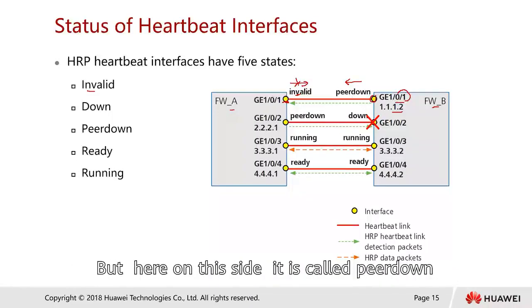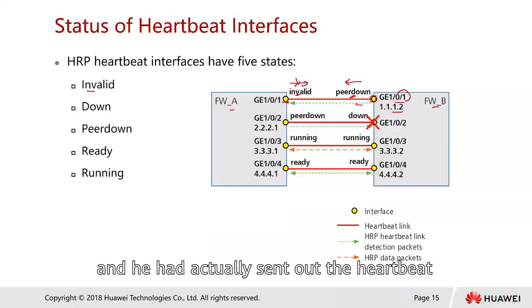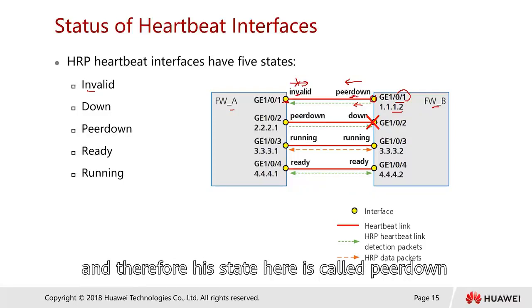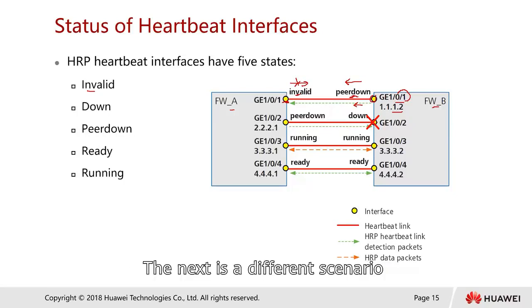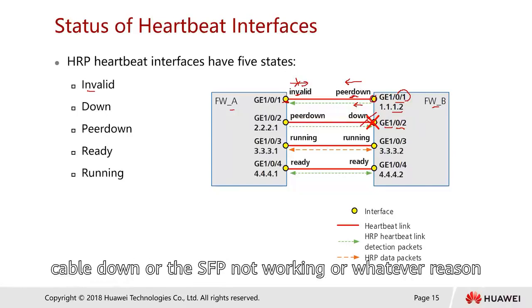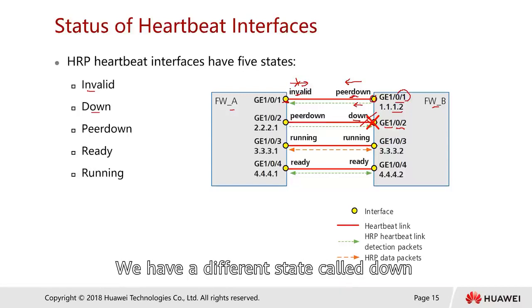On this side, the state is called peer down, because it has configured everything and sent out the heartbeat, but there's no response from the other side. Peer means neighbor, so the neighbor is down. The next is a different scenario, where we have an interface GE102 that is physically down, for whatever reason: cable down, the SFP not working, or otherwise. So this is physically down, and we have a different state called down.